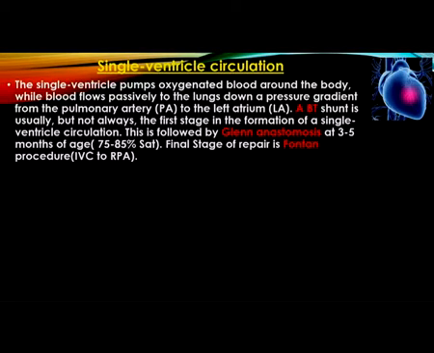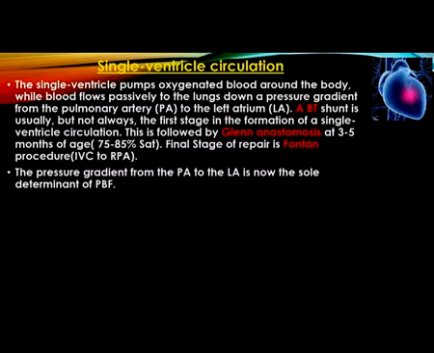And usually these patients' saturation ranges between 75 and 85%. So knowing that is important. Their final stage of repair is usually the TCPC or the Fontan circulation, where the IVC is connected to the ipsilateral pulmonary artery, which is usually the right pulmonary artery. By that, they will have a normal full saturation, unless there is a problem and there is a fenestration. The pressure gradient from the pulmonary artery to the left atrium is now the sole determinant of pulmonary blood flow.